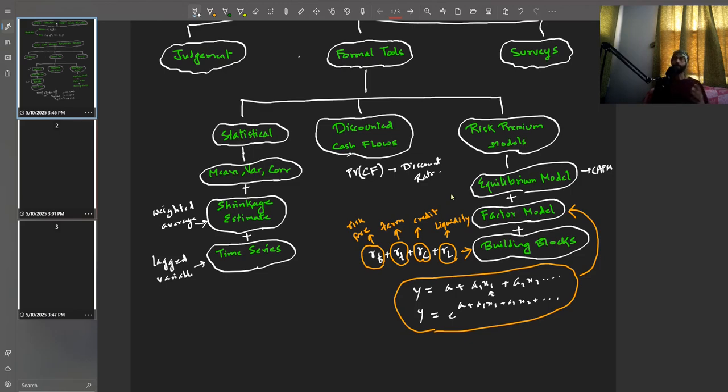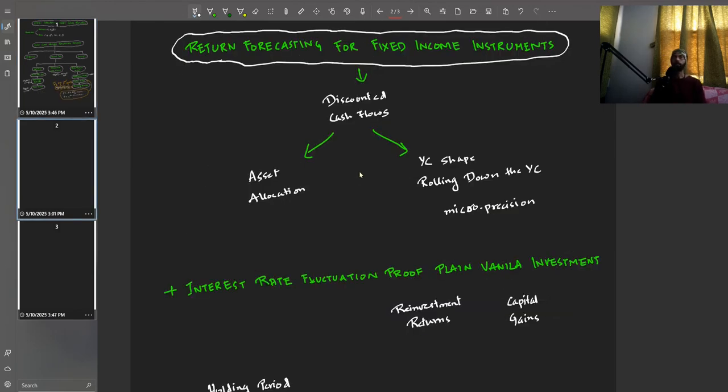So we have briefed about the three methods under the formal tools, and this is going to be our core discussion from here on in: the formal tools, the discounted cash flow, the risk premium models, etc. And this is going to be discussed under the headers of different asset classes. So we will understand how to project the returns of a fixed income instrument, equity instrument, etc. So let's get started. Return forecasting for fixed income instruments.